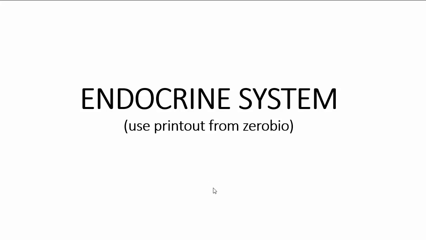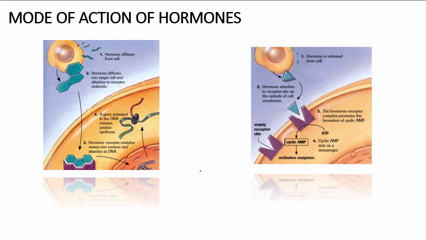Okay, here we go. This is the endocrine system. And class, you're going to need to use your printout that you got from Zerobio on the endocrine system, glands and hormones of the endocrine system. But first of all, what I want to do is go over the mode of action of hormones. So this is from the first printout, and you should have drawn these diagrams from the textbook.